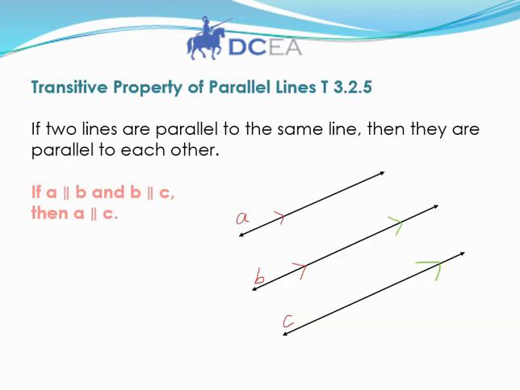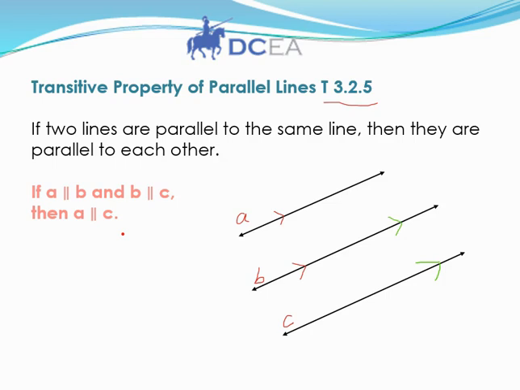The transitive property of parallel lines, theorem 3.2.5. Sometimes in a drawing you'll have more than one parallel line. You need to understand that those lines will all be parallel to each other. So if two lines are parallel to the same line, then they are parallel to each other.